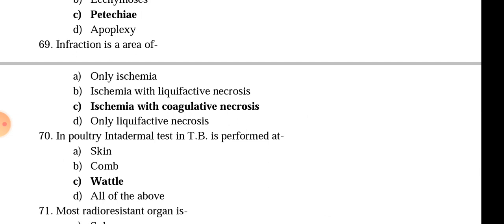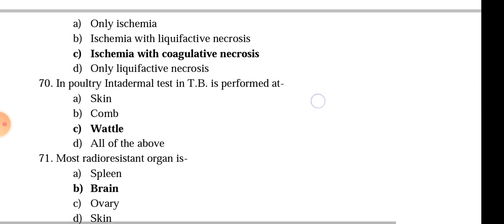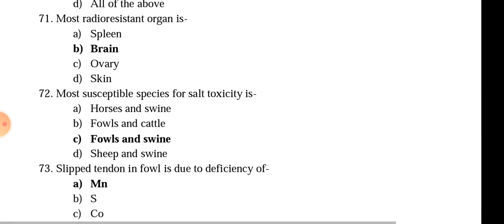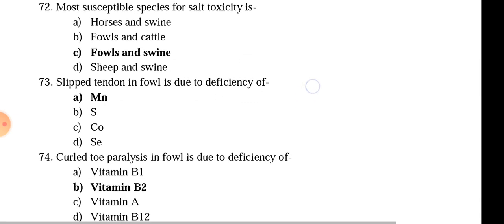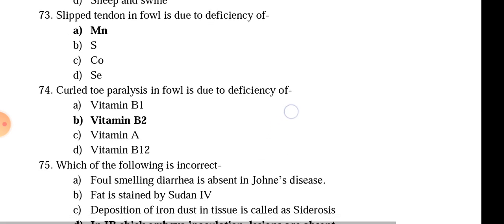In poultry, the intradermal test for TB is performed at the wattle. The most radio-resistant organ is the brain. The most susceptible species for salt toxicity are fowls and swine. Slipped tendon in fowl is due to deficiency of manganese. Curled toe paralysis in fowl is due to deficiency of vitamin B2.